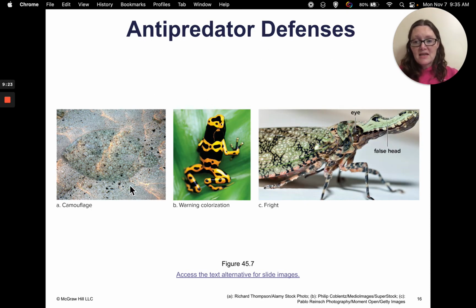So here we see an example of camouflage, a warning coloration. This is a poison dart frog. And here we see a false head. If this gets eaten, that's okay, because here's the actual head back here.